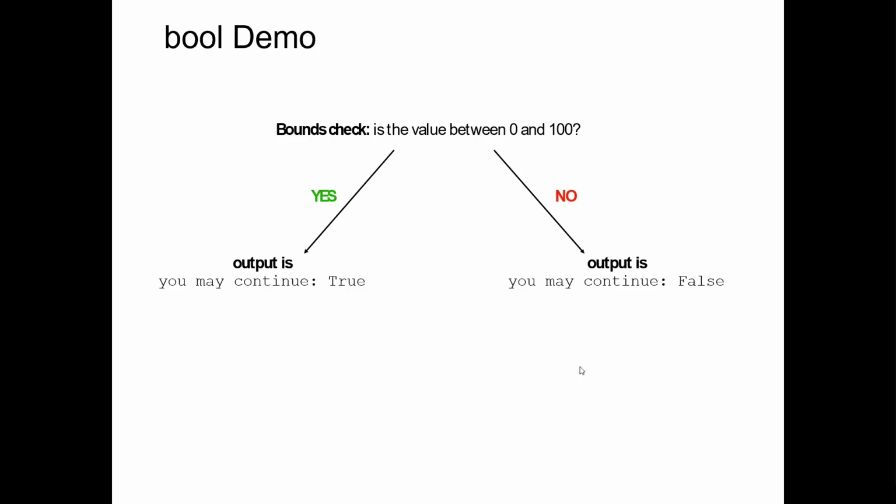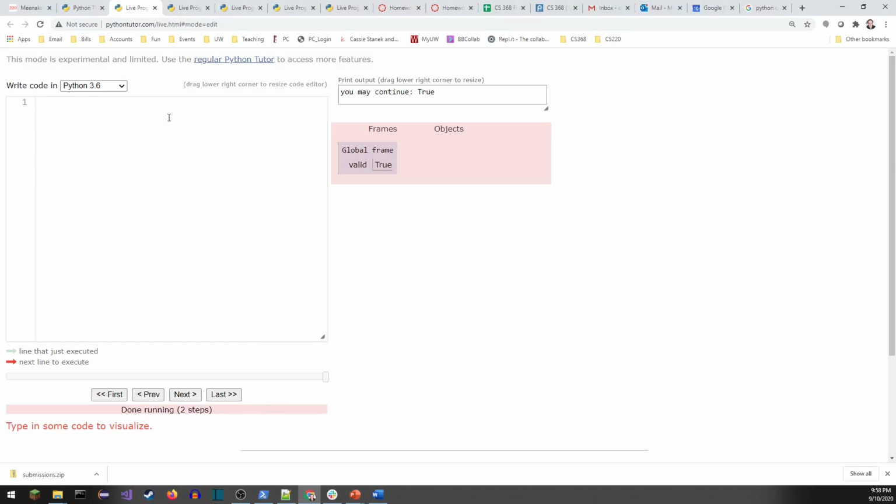All right, final example. This one's pretty straightforward. What I want to do is check to see if a number is between 0 and 100. If it is, then I want to print out you may continue, true. If not, you may continue, false. All right, so let's head over to Python Tutor and do it there. There we go. I've got a brand new Python Tutor setup running. So first thing, we need a number.